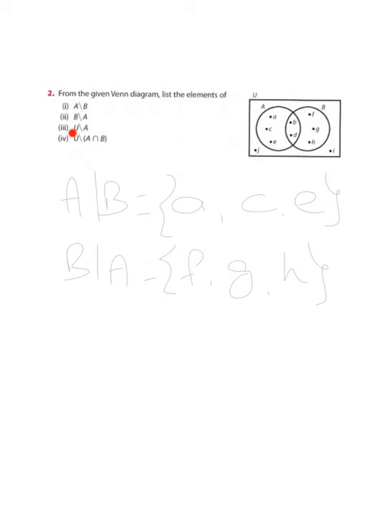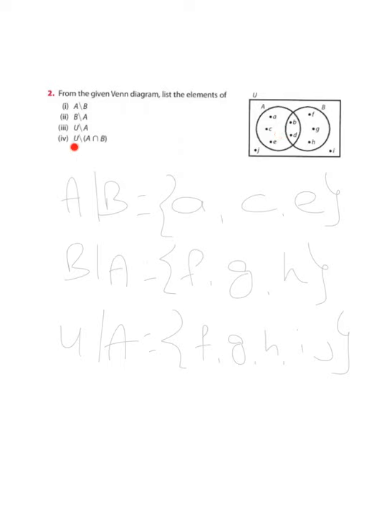Okay, we have another one here. The third part is U less A. So it's the universal set less A. Remember, the universal set is the whole lot, and then I'm taking away A. So no A can be in the answer. So then I'm left with F, G, H, I, and J. Remember, this symbol means less A, so we do not count any of A.